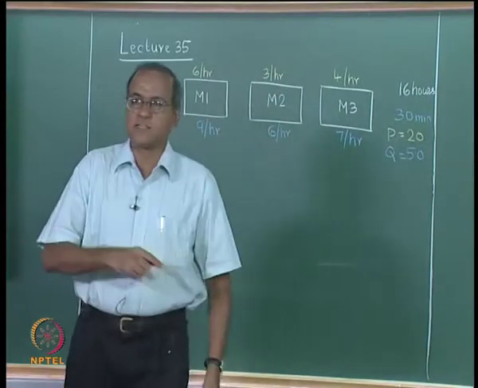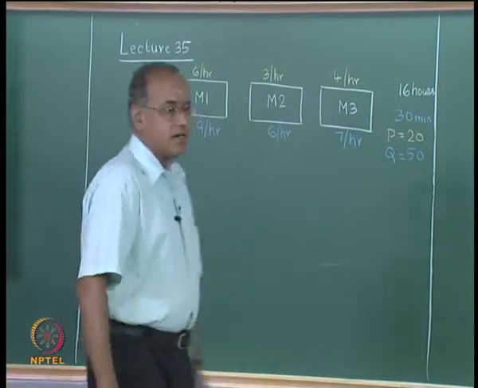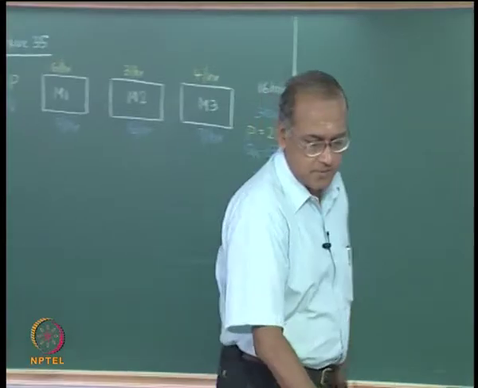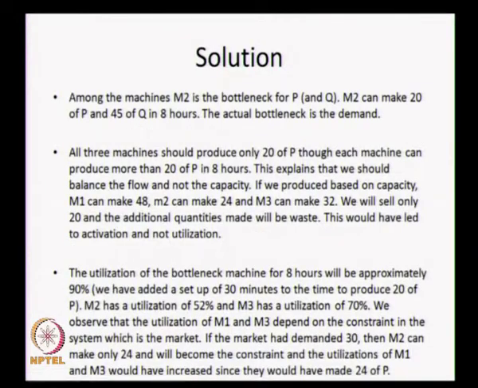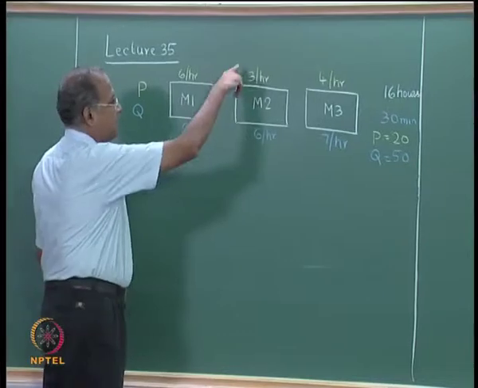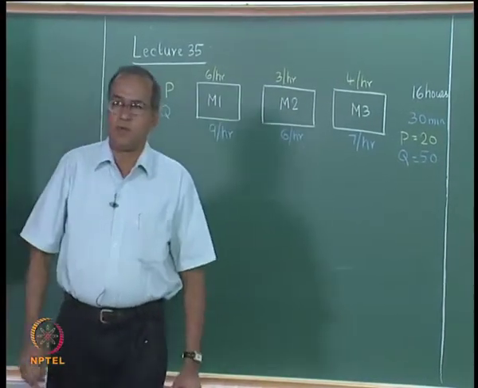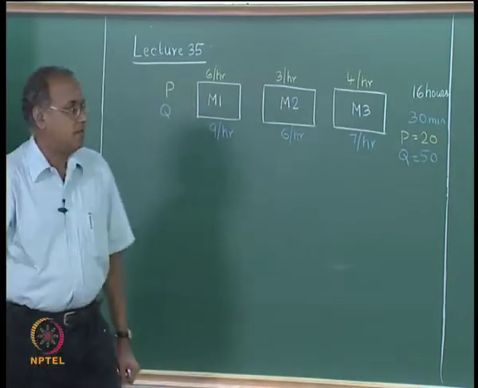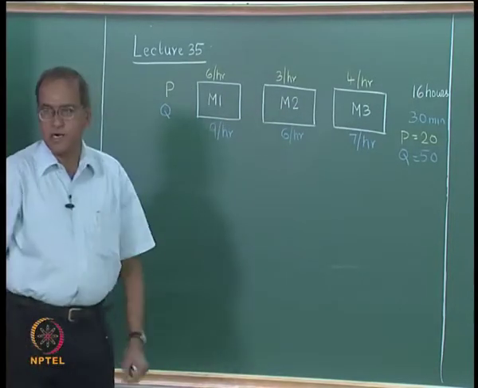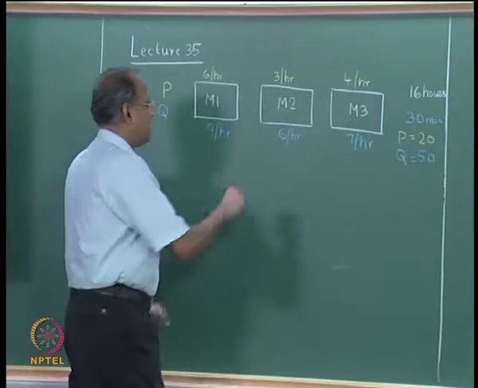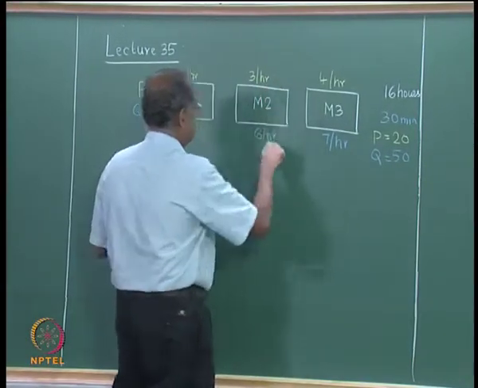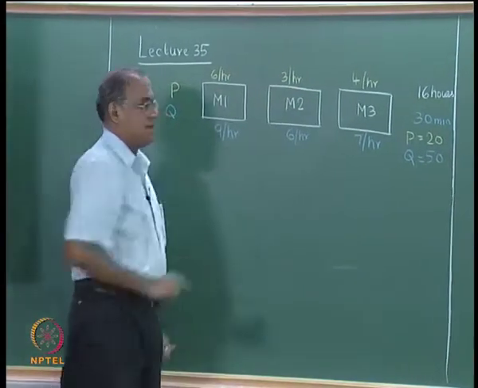So let us try and study this system and try and understand the role of the principles. Among the three machines, for both P and Q, machine M2 is the bottleneck, because the time it takes per piece is more: 3 per hour and 6 per hour.